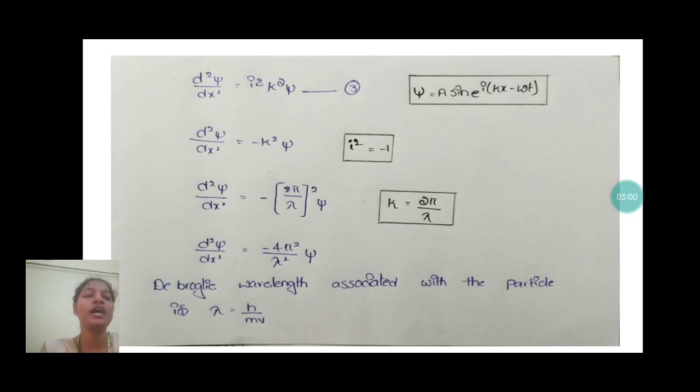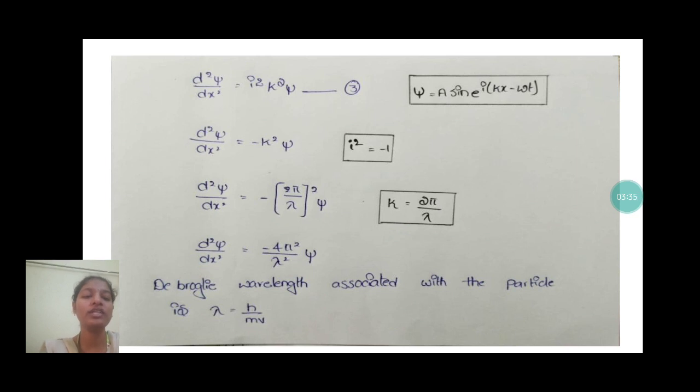As we know that i square equals minus 1, the equation can be written as d square psi by dx square equals minus k square psi. Then d square psi by dx square equals minus of 2 pi by lambda whole square psi, where k equals 2 pi by lambda. Then we get d square psi by dx square equals minus 4 pi square by lambda square into psi. Consider it as equation 4.